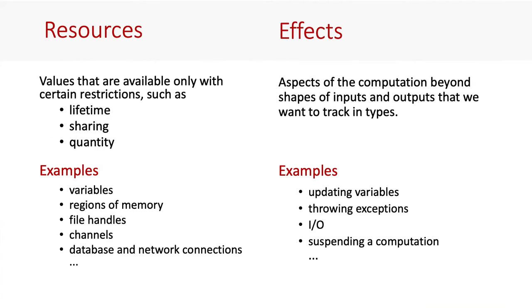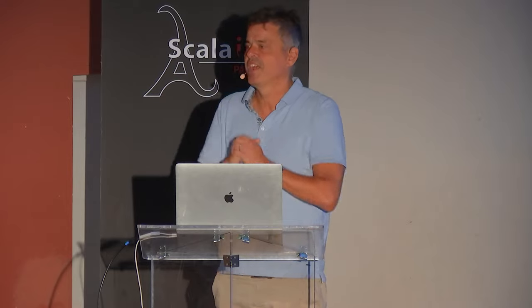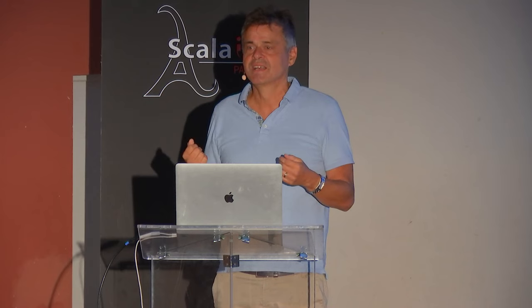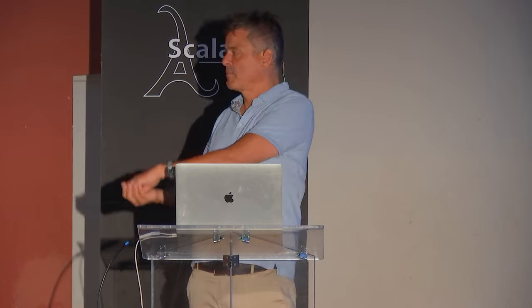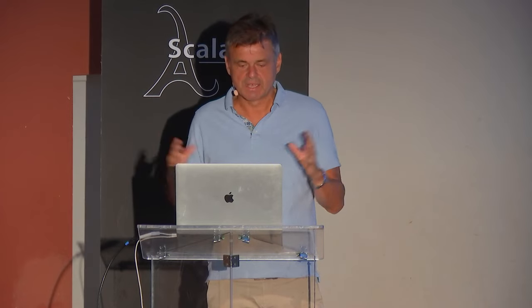An example is updating variables, throwing exceptions, I/O, or suspending a computation. So if we look at traditional what's called effect typing, then it's actually almost a misnomer, because effect typing is precisely pushing these effects into the types. Right, now you suddenly have a type that talks about the effects. So in a sense, you shift the thing from a traditional effect problem to a type problem. But effect systems are to essentially keep these things, in a sense, outside of the core type system.